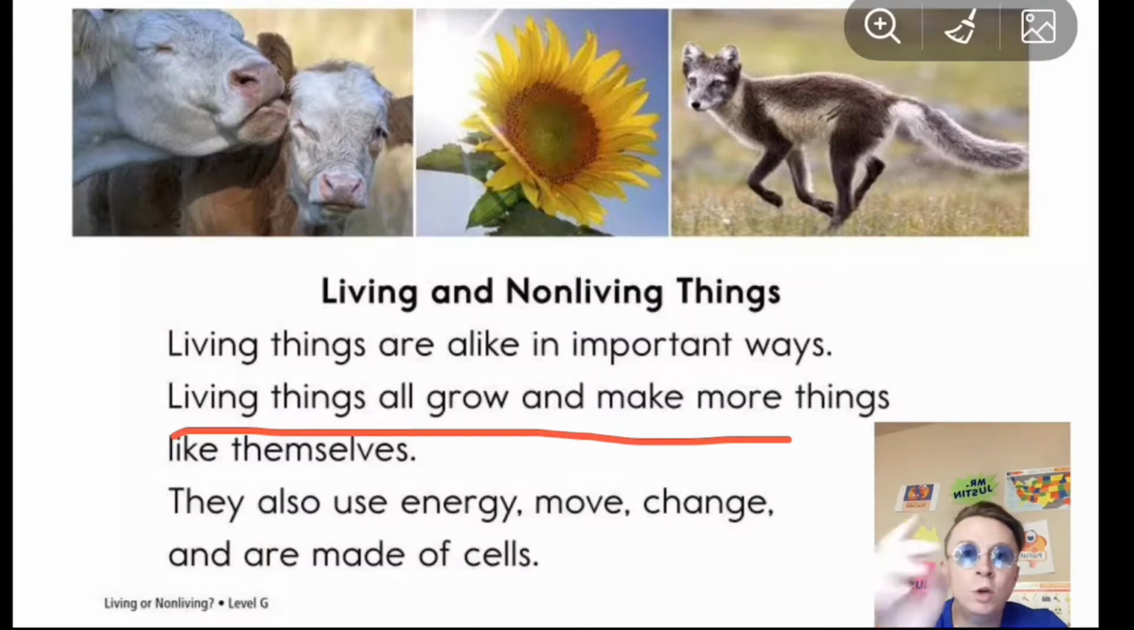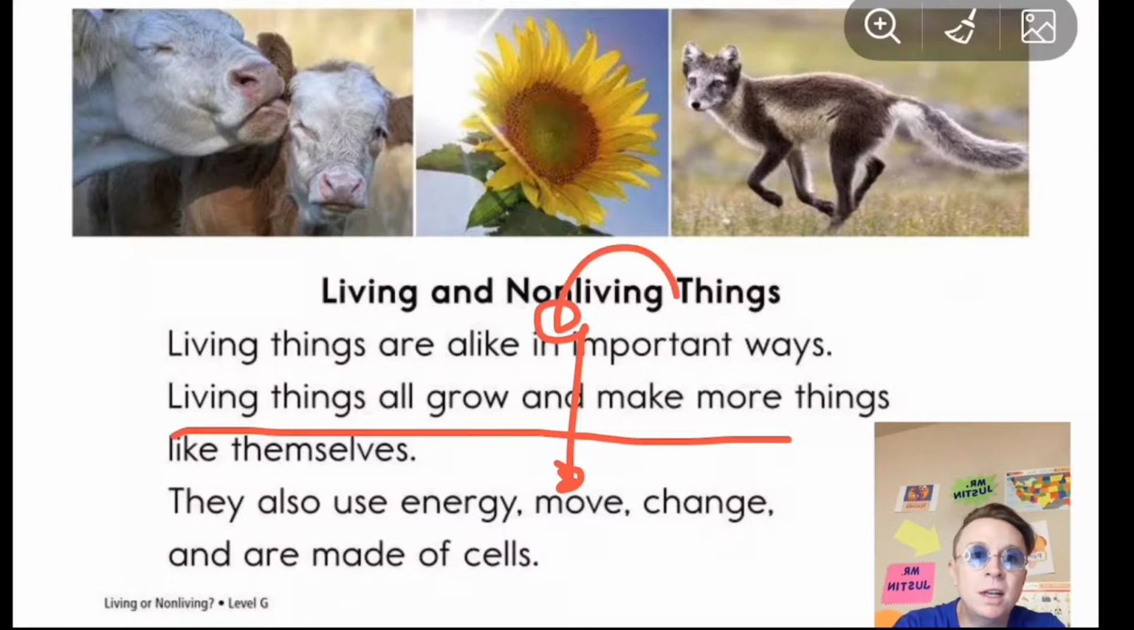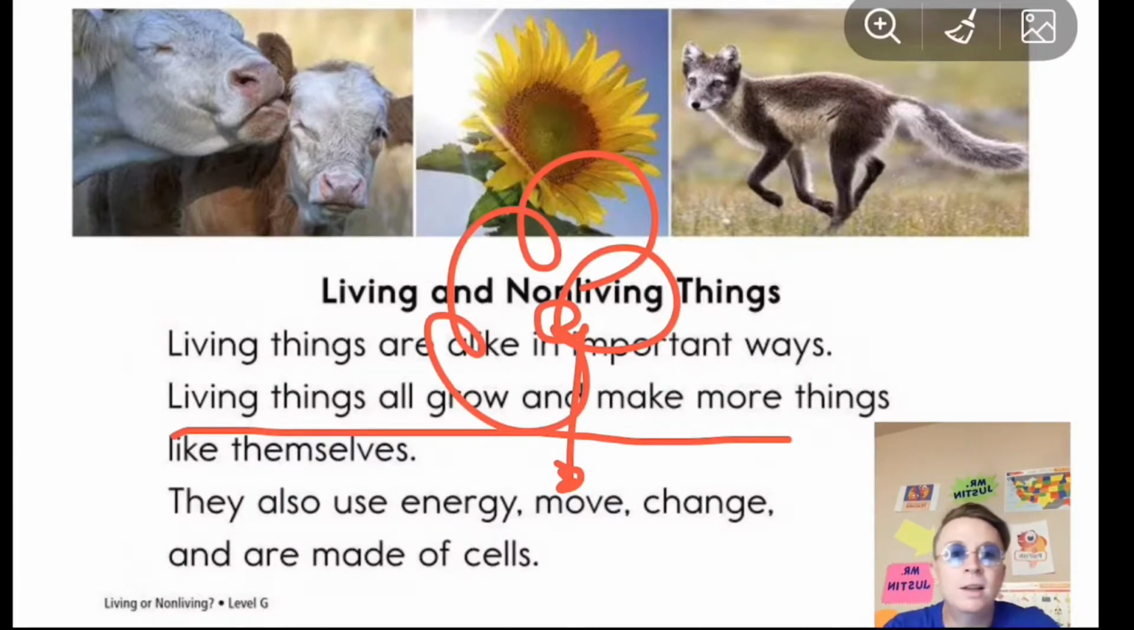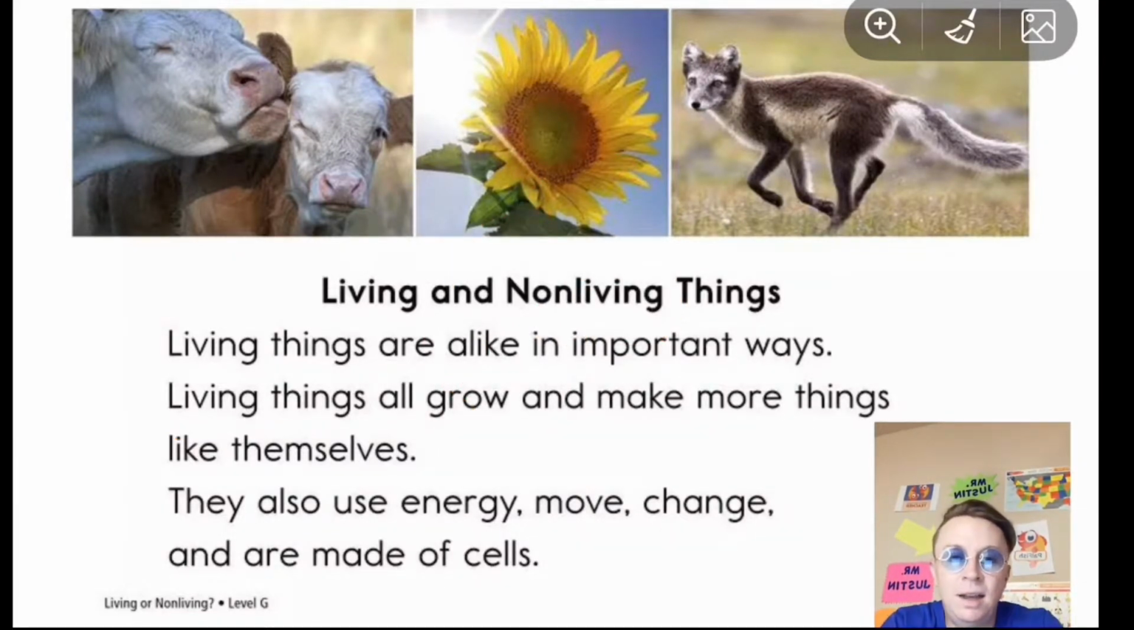Okay, living things all grow. That's true. You were once a baby. I was once a baby. We have grown, and I'm continuing to grow. We all continue to grow. And flowers grow from a seed, and then they turn into a flower. Living things make more things like themselves. So we make babies, and flowers spread seeds and make more flowers. So these are living things.